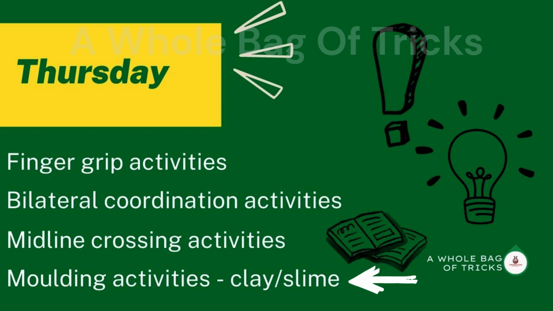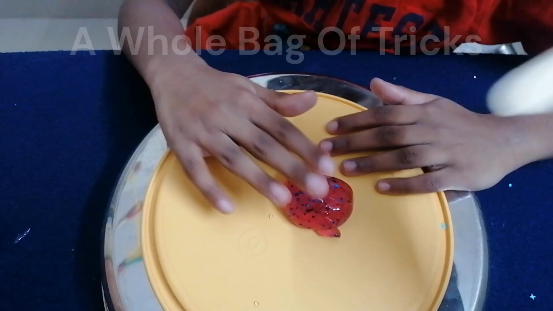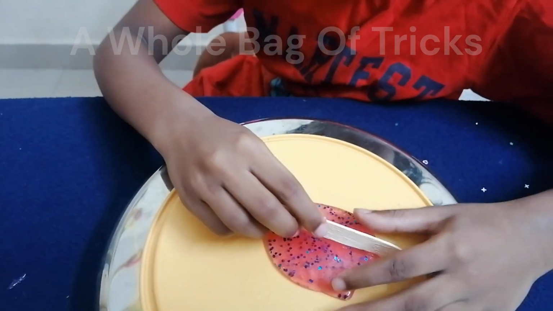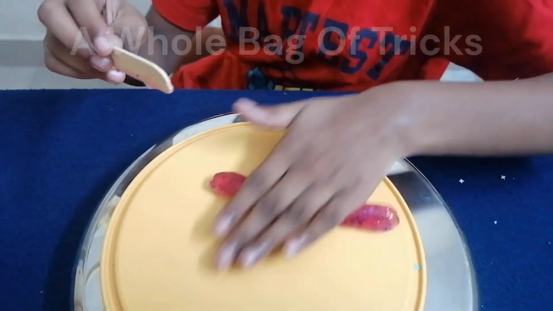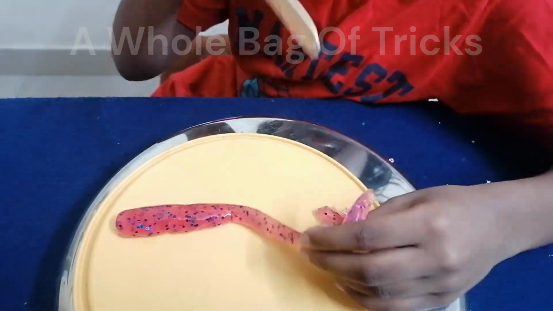The last one is molding or building activities. You can use slime, clay, Legos, kinetic sand and others for this activity. You can leave it for their imagination or you can ask them to make a specific thing or copy you.